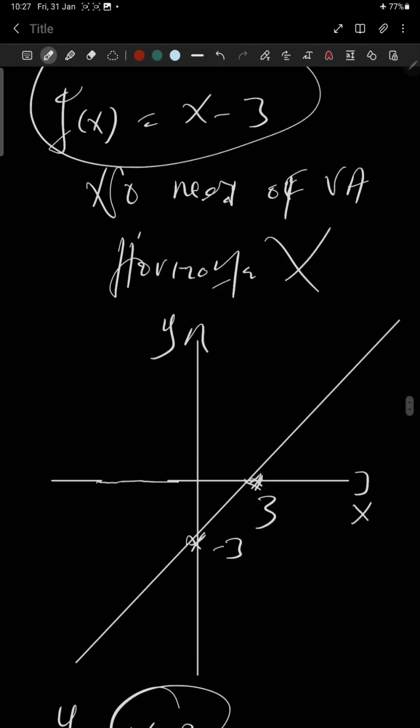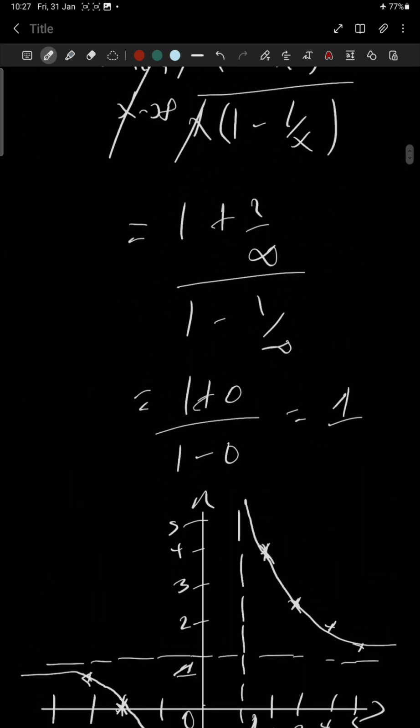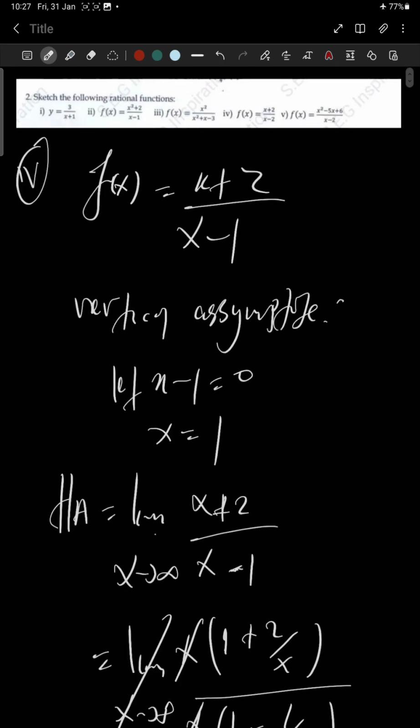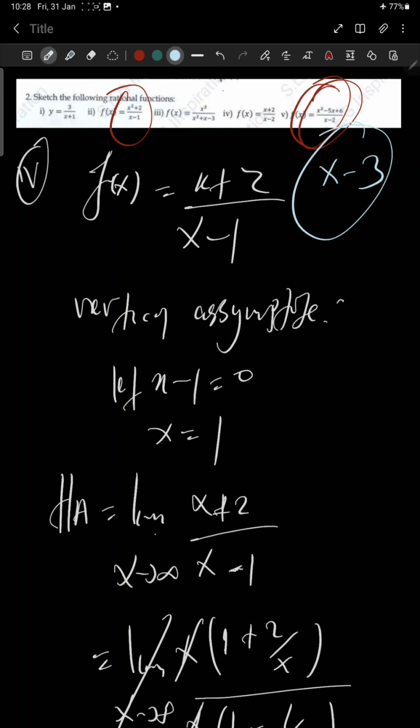So if you're given a quadratic, please try to simplify it to see if something will cancel out. Like in the earlier questions, nothing would have cancelled out, so we went directly to the oblique asymptote. But for this one, there's no need to go to the oblique or find the vertical asymptote. Just simplify it further and it will cancel out, and you will remain with a linear function, which is x minus 3, and you just sketch that.